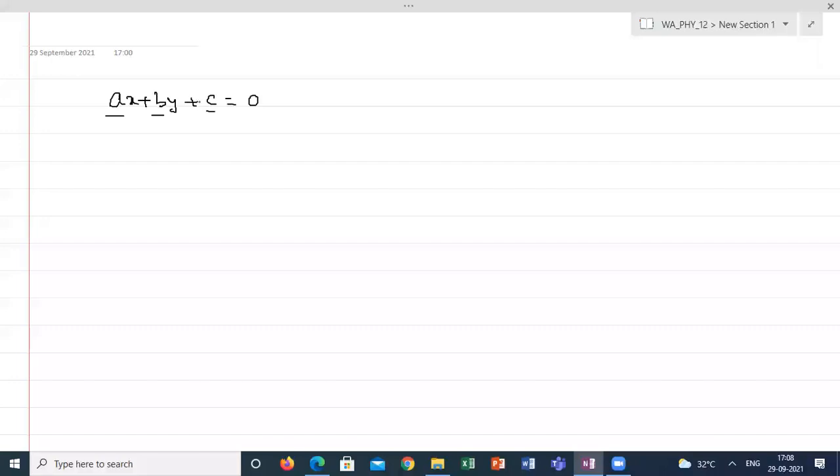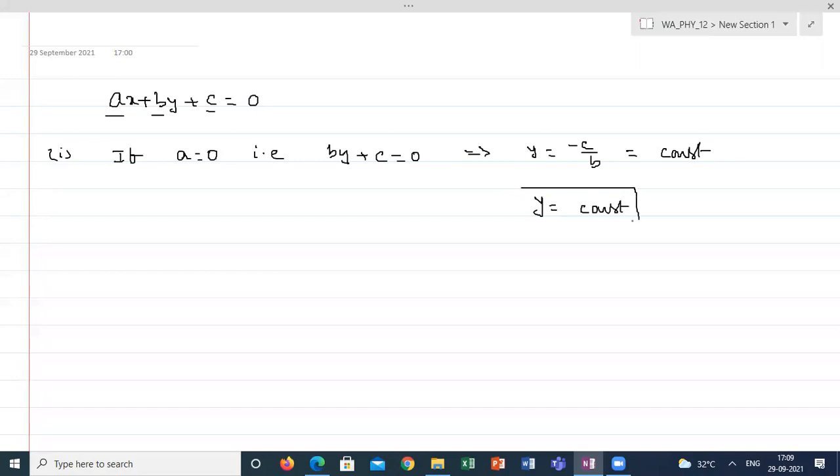We'll see the particular constants. If a is 0, what will happen? If a is equal to 0, the equation looks like by plus c is equal to 0. From here, I can say y is equal to minus c by b, which is y is equal to constant. When you get y is equal to constant, students, what is its meaning?